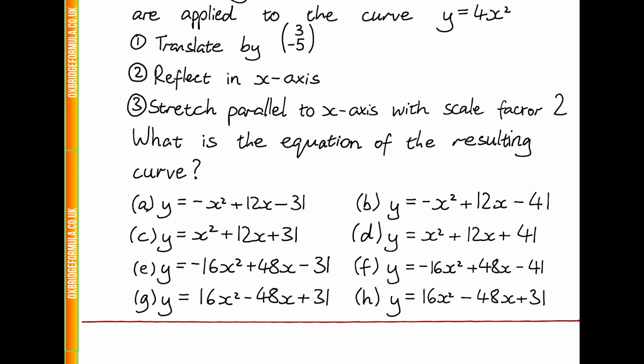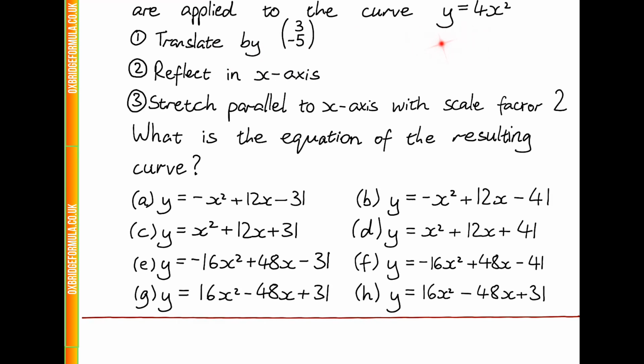Okay, let's just apply each one of these steps individually to the equation of the curve and see what we get at each step. So firstly, in step 1, we want to translate the curve y equals 4x squared by the vector (3, -5). So how do we do that? Well, we're shifting it by 3 in the x direction, so we replace x with x minus 3, and we're shifting it by minus 5 in the y direction, so we just add minus 5 at the end of the equation. So when we translate y equals 4x squared by (3, -5), we get the curve y equals 4 times (x minus 3) squared minus 5.